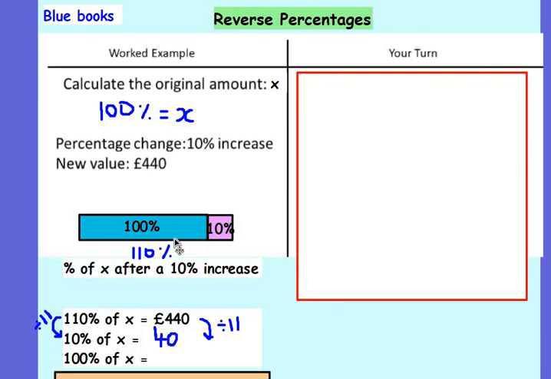I now want to know what 100% of my original amount is, i.e. what is X? What do I need to do with my 10% to work out 100% for me, Charlie? Great, I need to times it by 10. If I multiply 40 by 10, that gives me 400. So I know that my original number X is 400. And after I've increased X by 10%, that would give me 440.